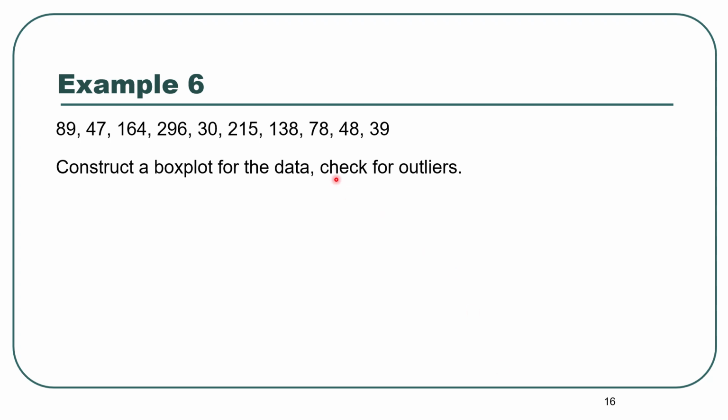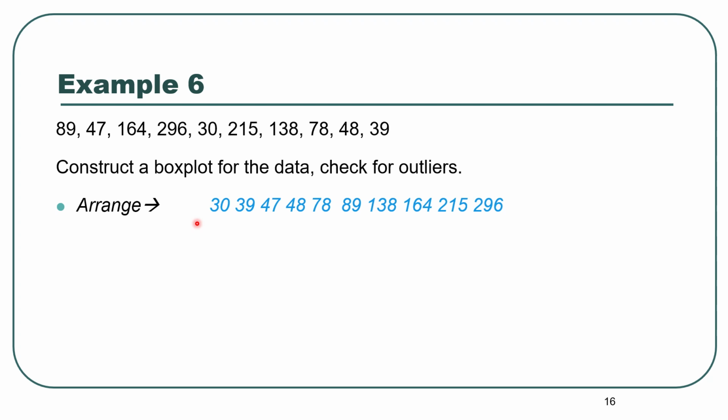Now another example, 80. We do have how many observations here? We do have 1, 2, 3, 4, 5, 6, 7, 8, 9, 10. We do have 10 observations, and we would like to construct here the box plot. So again, we need to find Q1 and Q3, and Q2 of course, and we would like to check whether we do have outliers or not.